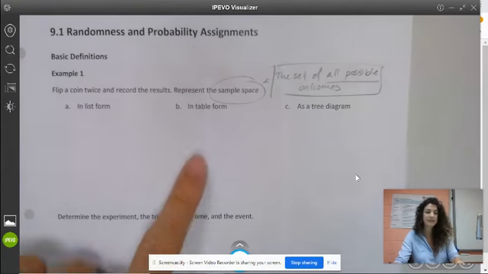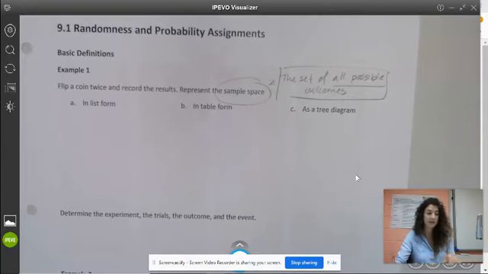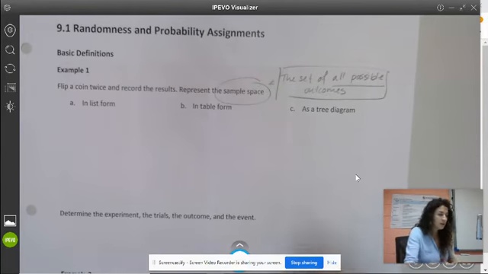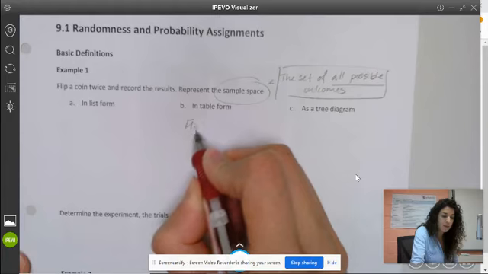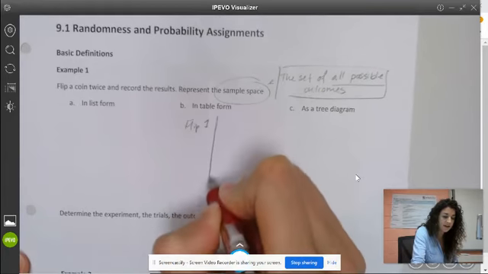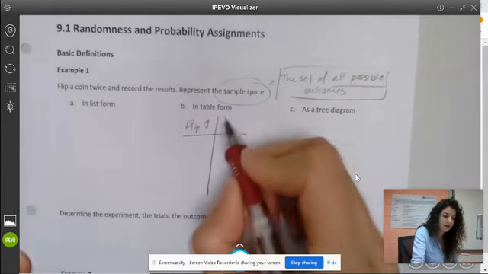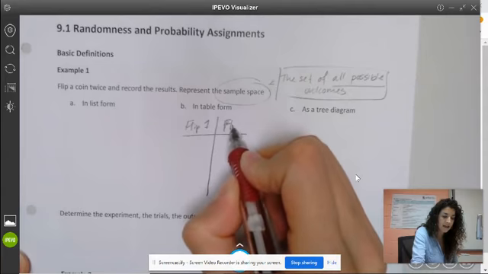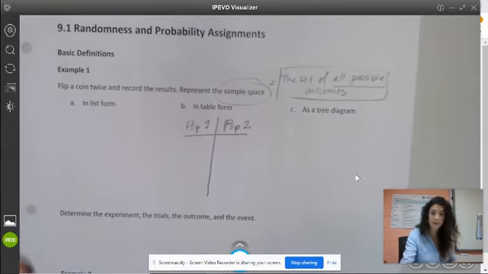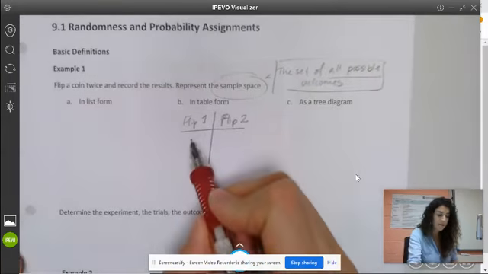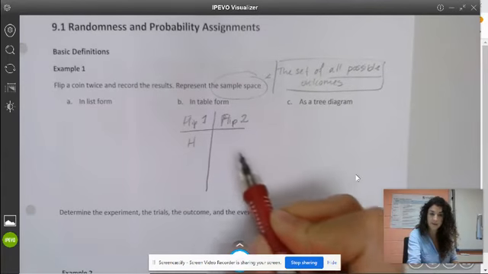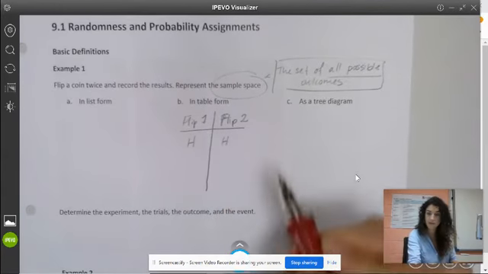I like to actually start this in table form, and at any point, if I'm asked to put it in list form or the tree diagram, I like doing table form first. I'm going to actually do B first. So for flip 1, and then flip 2. For flip 1, we could have heads, and then for flip 2, we could also have heads, right?